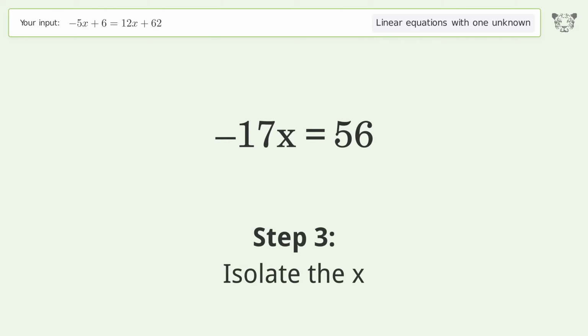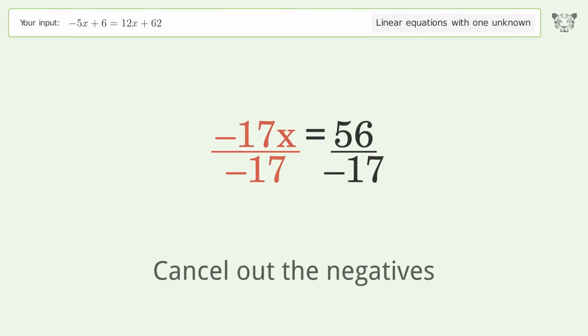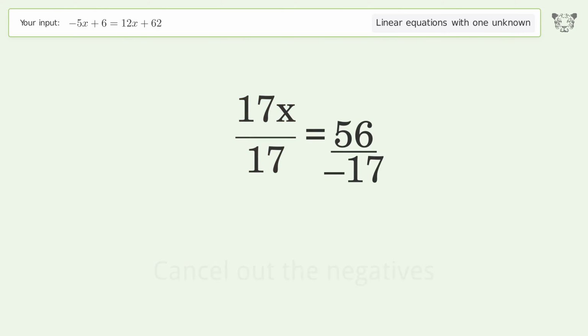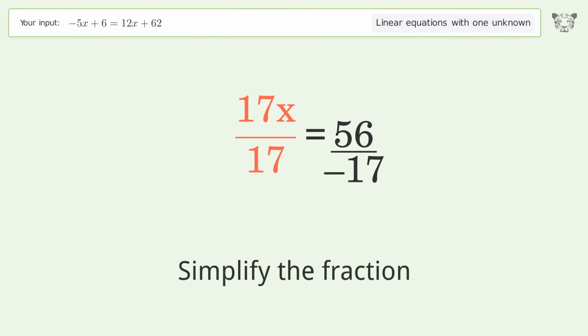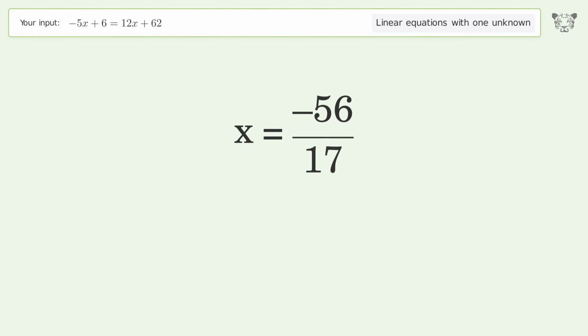Isolate the x. Divide both sides by -17. Cancel out the negatives. Simplify the fraction. Move the negative sign from the denominator to the numerator. And so the final result is x equals -56/17.